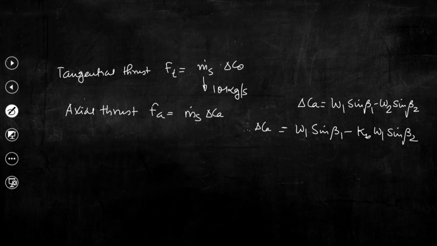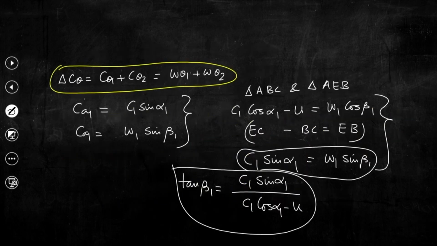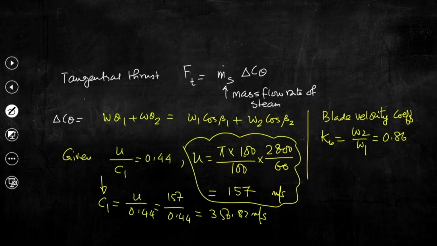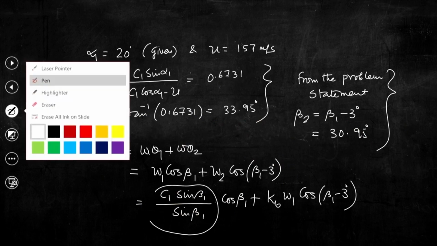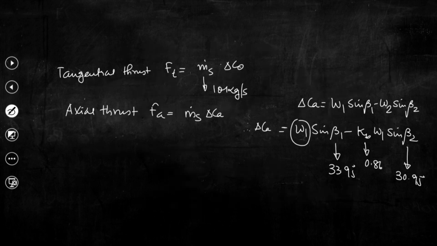So, again you can calculate easily what would be delta C A, because W 1 is known, beta 1 is known, kb is known and beta 2 is known. So, this is 33.95 degree, this is 30.95 degree, kb is given 0.86, and this W 1 already you have calculated, W 1 equal to C 1 sin alpha 1 by sin beta 1. So, this is alpha 1. So, this should be alpha 1 not beta 1, this should be alpha 1. Okay. So, sin alpha 1 by sin beta 1. So, you can calculate what would be axial thrust.